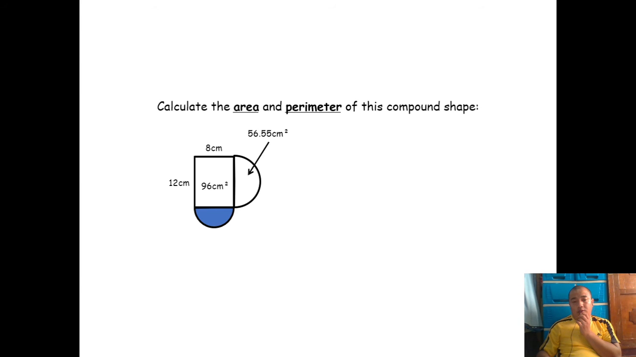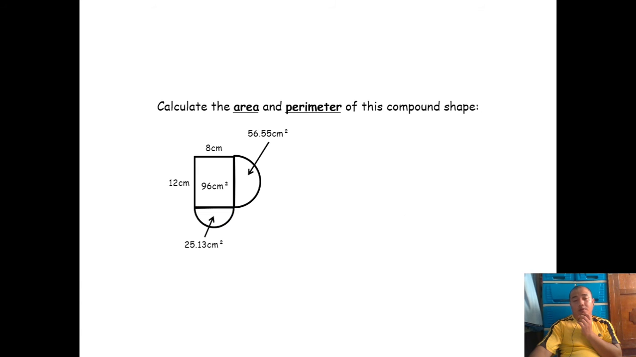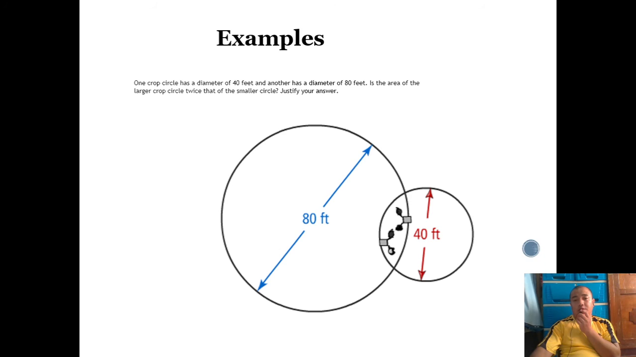And for that, 8 centimeters is its diameter. That means the radius is 4. 4 squared is 16. 16 times 3.14 is 50 point something, divided by 2 because it's only a semicircle. 25.13 centimeters squared. So for the total area, you just add the 3 areas. 96 plus 56.55 plus 25.13 is 177.68 centimeters squared.